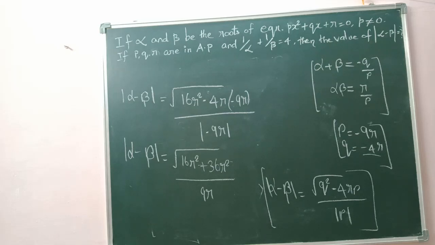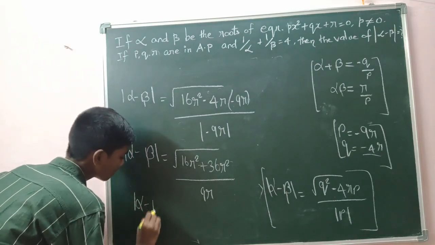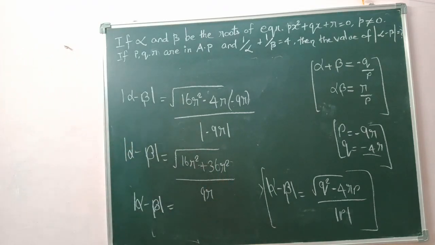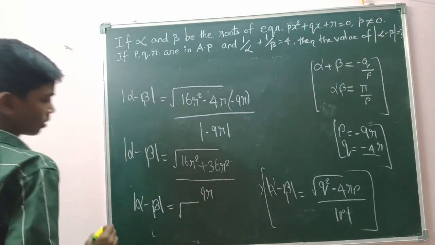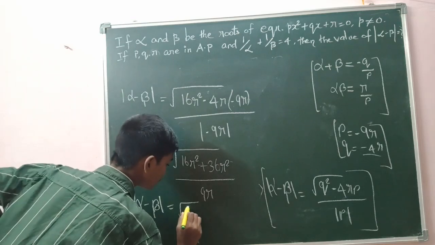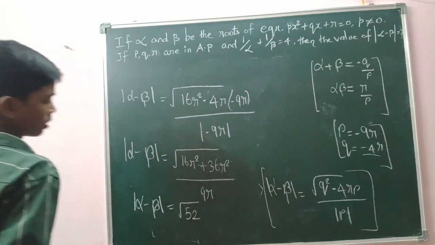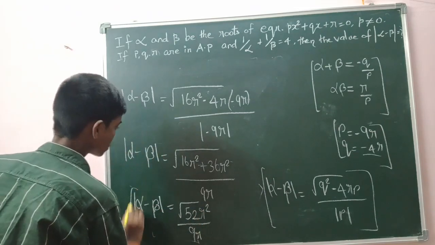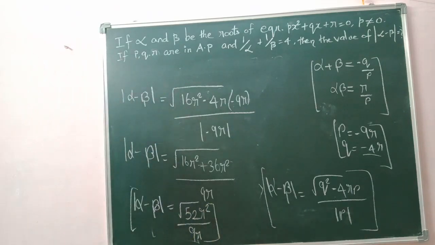Yes. It's 9r only. So therefore I will get mod of alpha minus beta will be nothing but root of 16r square plus 36r square. What is root of 16r square plus 36r square? That will be root of 52 r square by 9r. Correct now? This is what you guys are left out. And now mod of alpha minus beta is root of 52 r square by 9r.